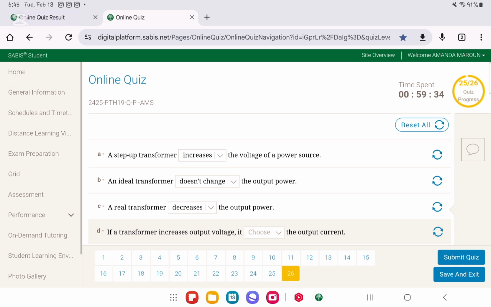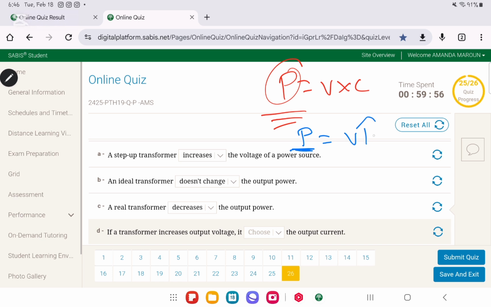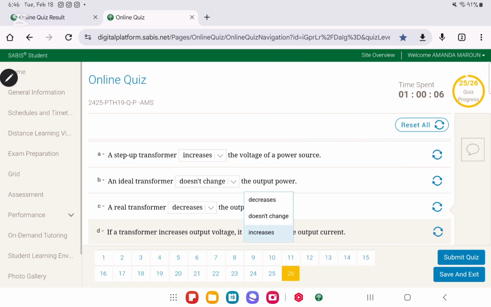Now finally, if a transformer increases output voltage, it is definitely going to decrease output current. So think of it like this. Power is equal to voltage times current, and the power remains constant. So let us say the power is staying the same, it is constant. If the voltage is increasing, then definitely the current needs to decrease because they are on the same side of the equation. That means they are inversely proportional. That means as you increase the output voltage, you are going to decrease the output current.